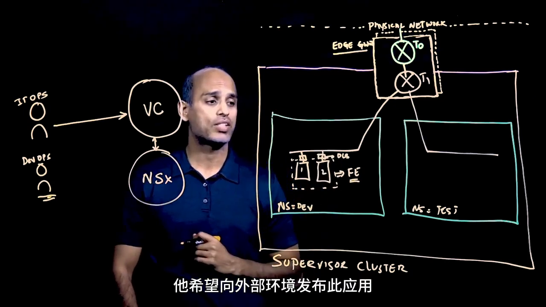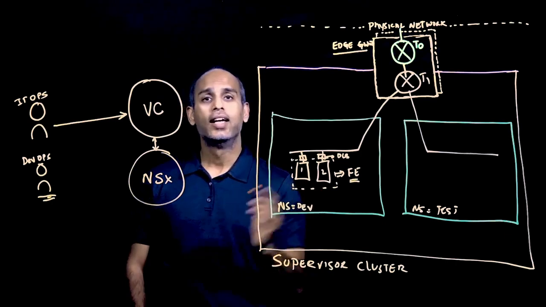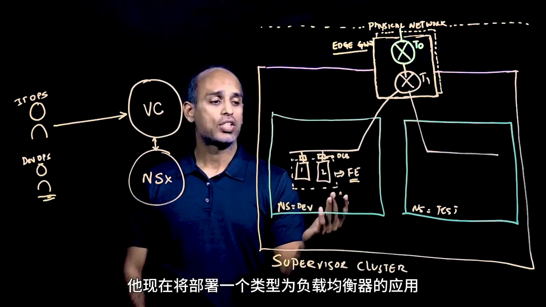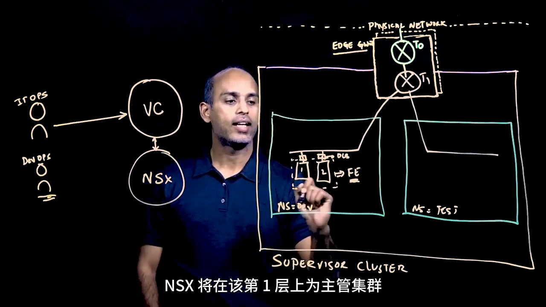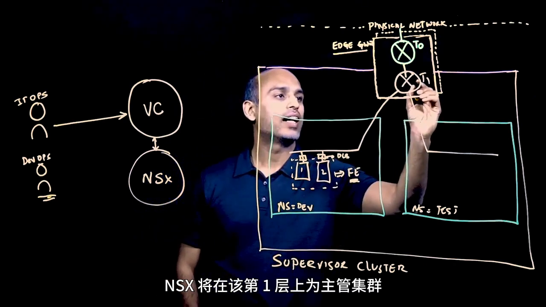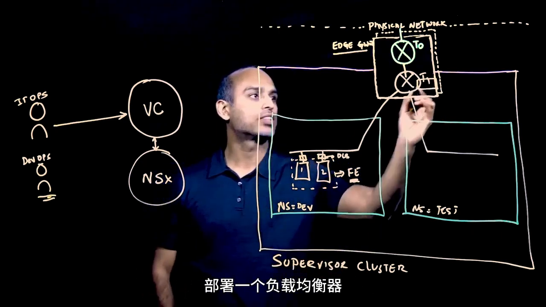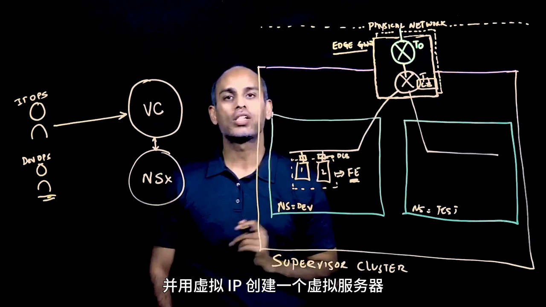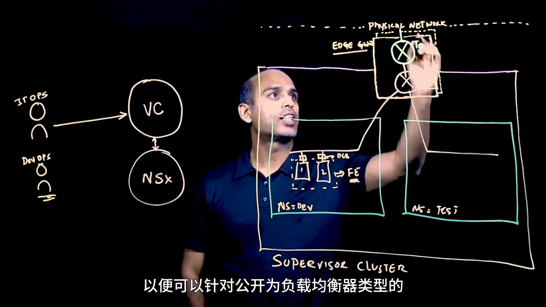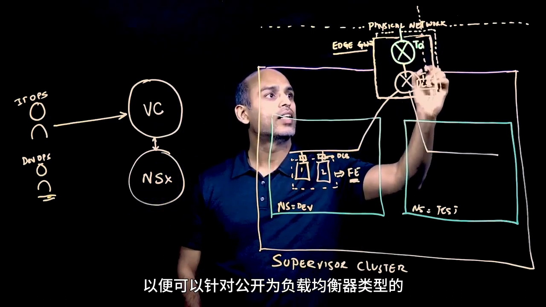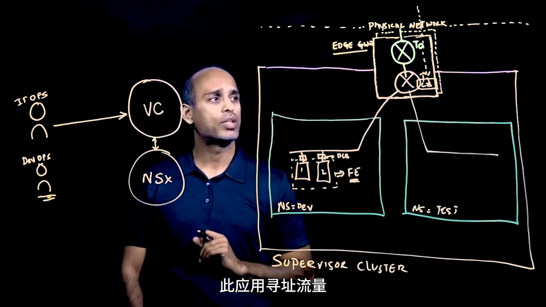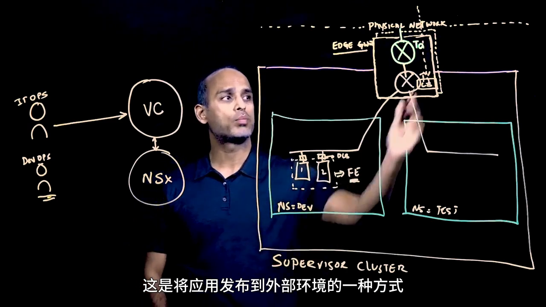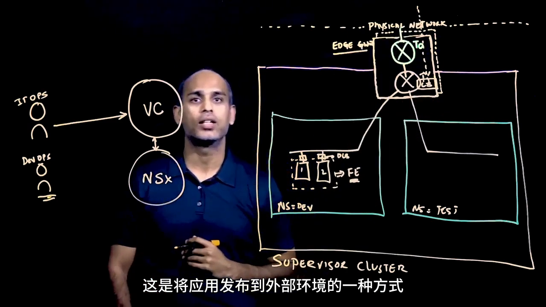The next thing that the DevOps person might want to do is, since this microservice is front end, publish this application to the outside world. He would now deploy an application with type load balancer. The moment that is done, NSX would deploy a load balancer on this tier 1 for this supervisor cluster and create a virtual server with a virtual IP so that traffic can be addressed for this application that is exposed as type load balancer. So this is a way to publish the application to the outside world.